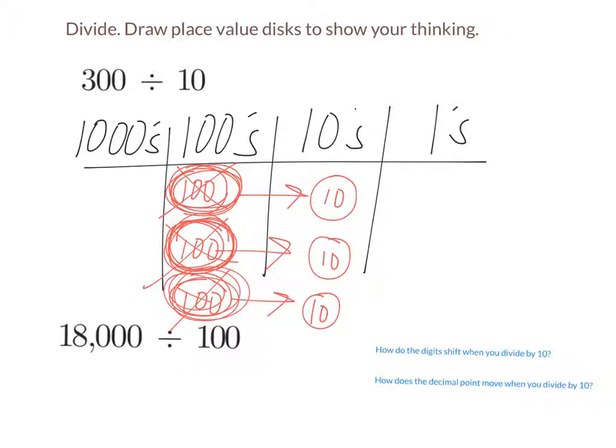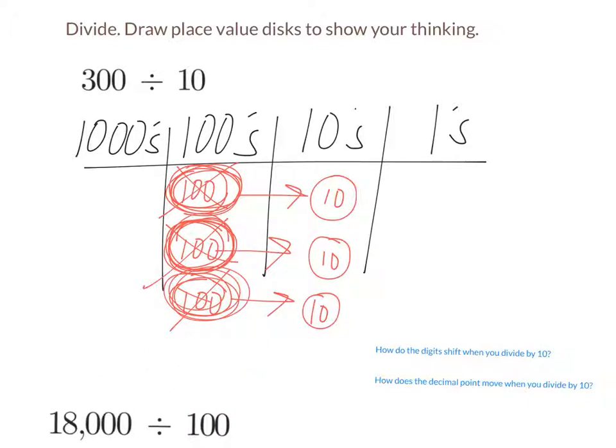So therefore, what do I have left? How many hundreds do I have left? 0. How many tens do I have left? 1, 2, 3. How many ones do I have left? 0. So what is 300 divided by 10? 30. 30. Okay, nice. Let's try it again.